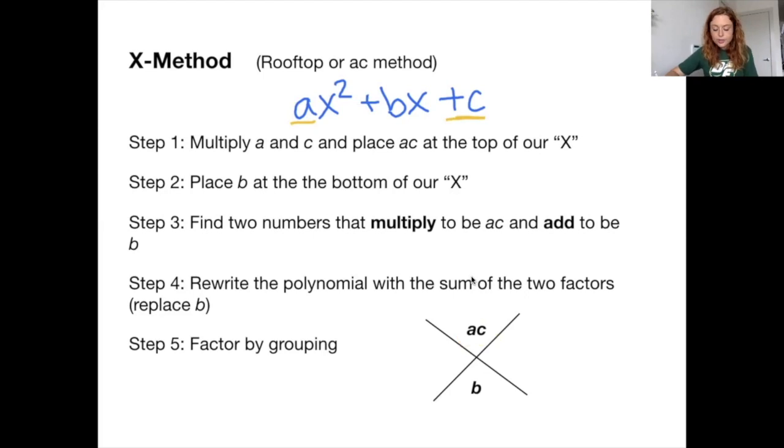Then step 2 says we're going to place the B. So we're going to take the coefficient of the linear term, the x term, and put that in the bottom of our X. Then, just like we did with our shortcut way last week, we are going to find 2 numbers that multiply to be A times C, but add to be B. And then we're going to rewrite the polynomial and factor by grouping. So let's see what this looks like.